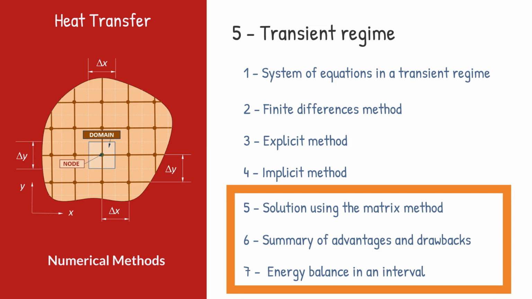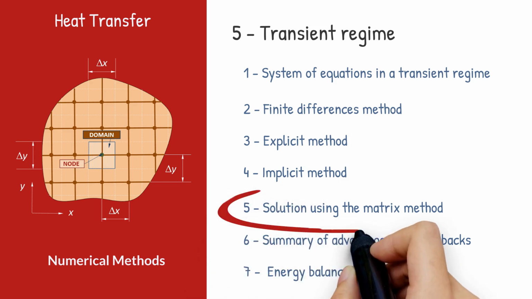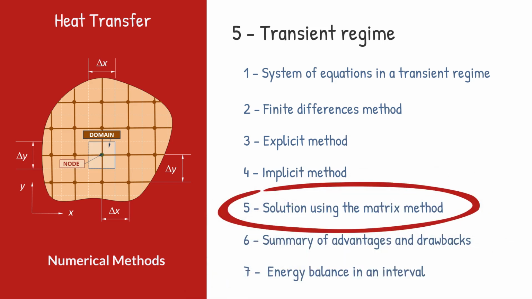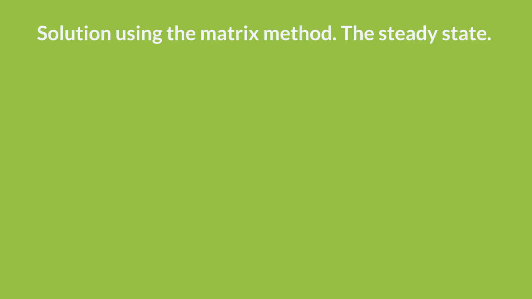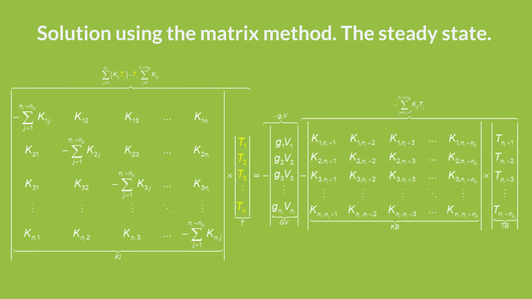In the previous video, we developed the system of equations in the transient regime. Now it is time to learn how to solve it. For the solution of the system of equations, we will use the matrices method. Recall how the system of equations for a steady state was solved using matrices and vectors. The advantage of this method is that these matrices and vectors can be used when solving the transient regime.